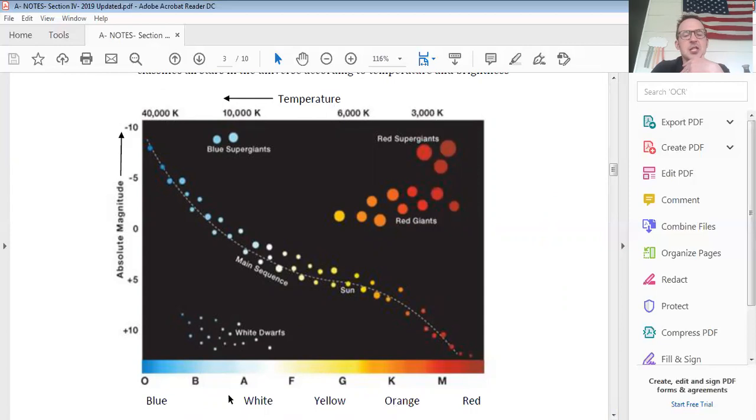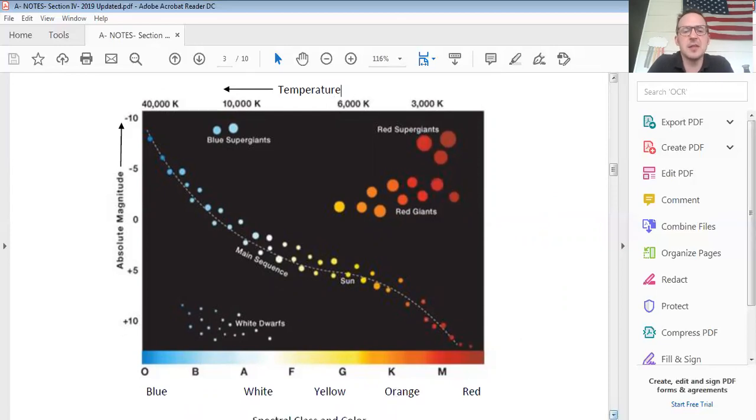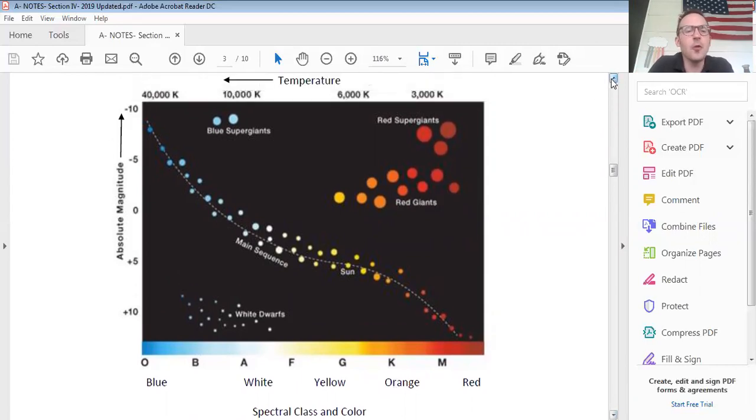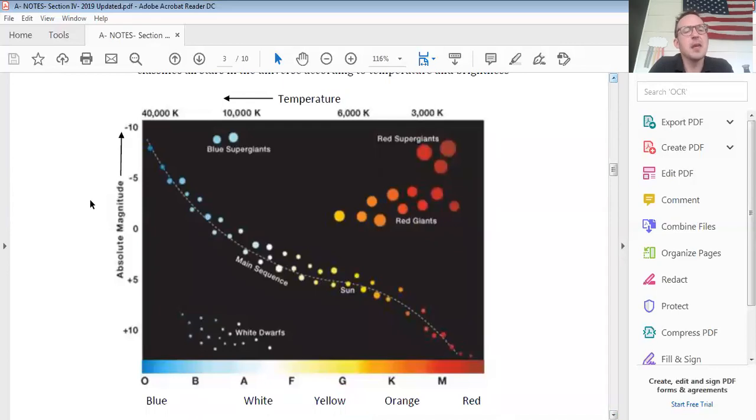Sometimes it'll show these spectral classes across the top. The spectral classes seem like a silly arrangement of letters. The silly way that astronomers remember this, OBAFGKM, is "Oh Be A Fine Girl, Kiss Me," or "Oh Be A Fine Guy, Kiss Me," OBAFGKM. Finally, if we look over at the brightness axis, here they're showing absolute magnitude.